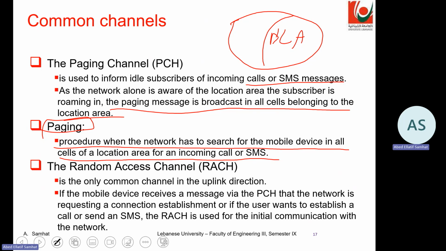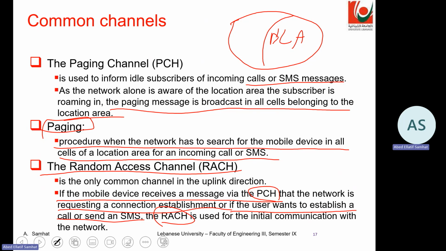Okay. And another channel is the random access channel. As I said, it's in uplink. And if the mobile device receives, for example, a message via the paging channel that the network is requesting a connection establishment, or if a user wants to establish a call or send an SMS, in this case, we use the random access channel to initiate the communication.